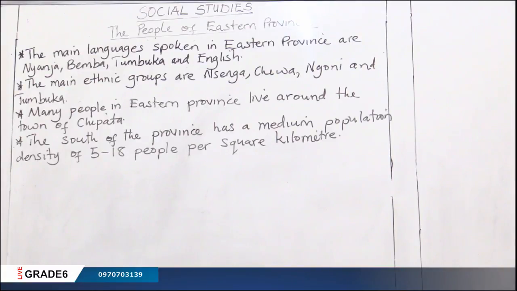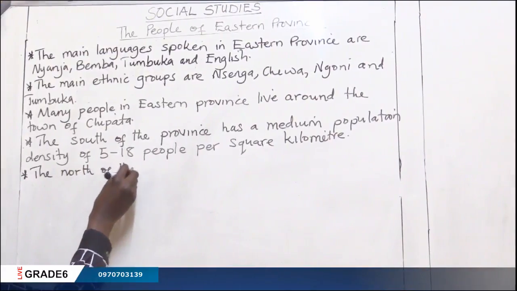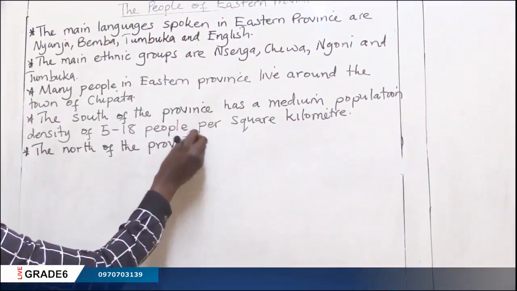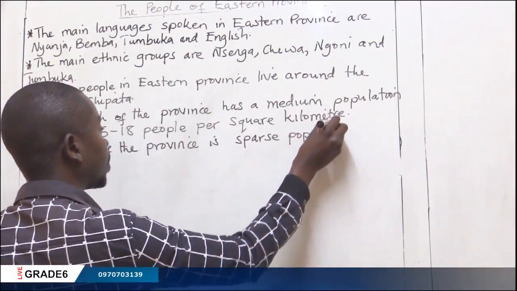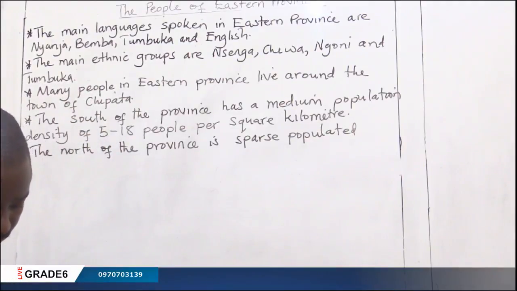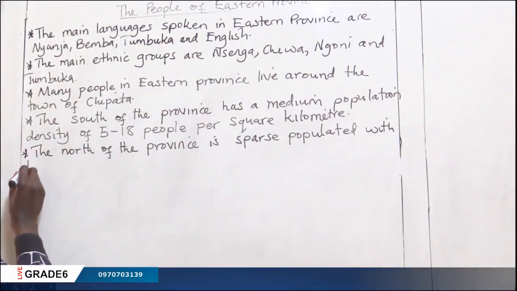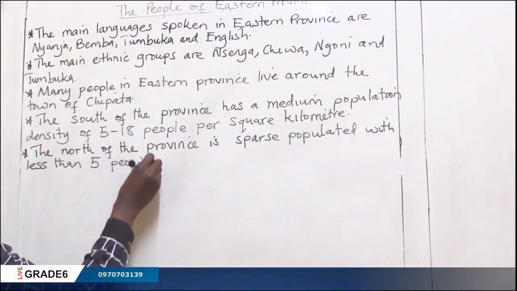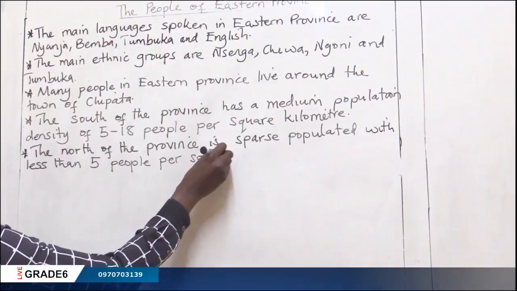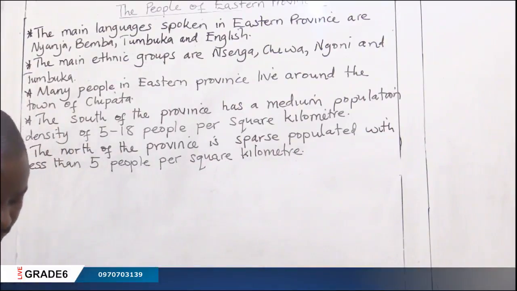The north of the province is sparsely populated, with less than 5 people per square kilometer.